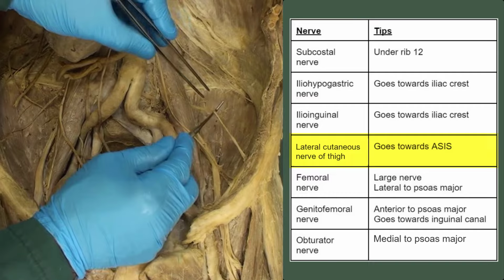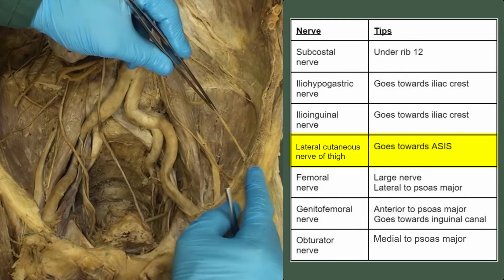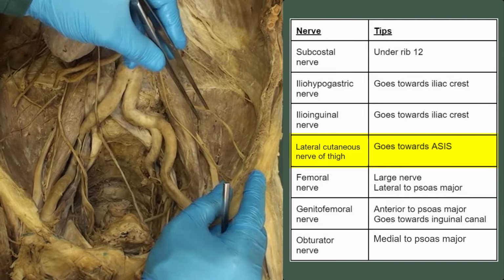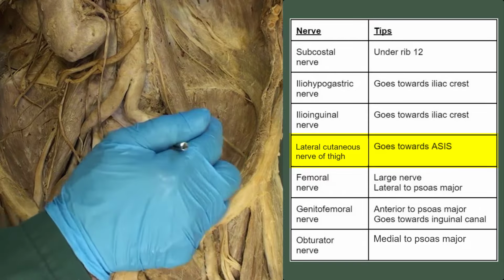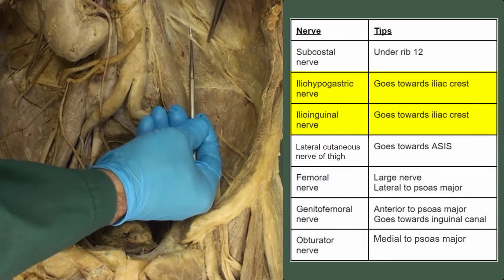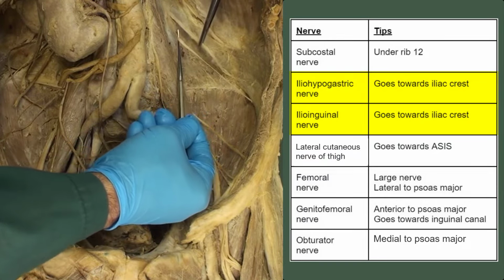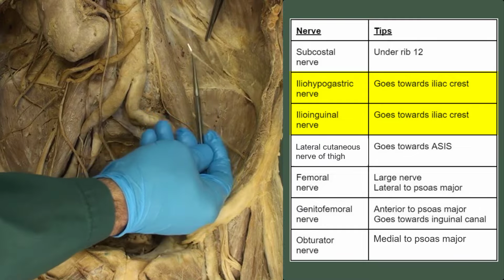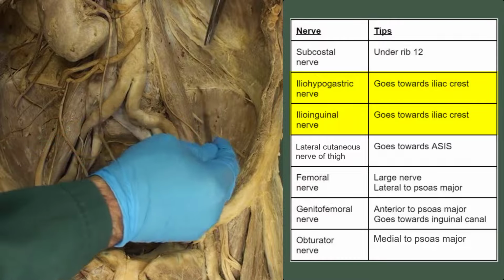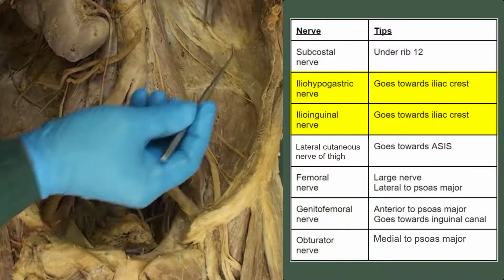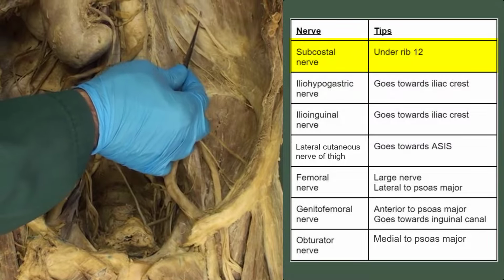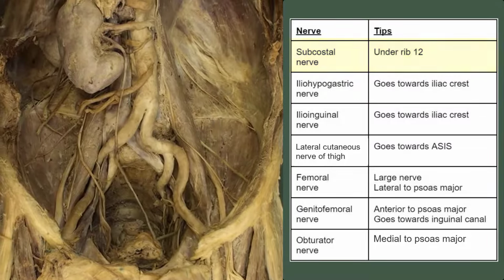For the lateral cutaneous nerve of the thigh, you are going to find the ASIS, or anterior superior iliac spine, and then you can find the nerve close to that. Then the iliohypogastric and ilioinguinal nerves. Sometimes even one of them is absent, so they are not easy to find. But we are fortunate that we have both of them in this specimen, going towards the iliac crest, right there. And then the subcostal, which is really easy, right? Because it's under rib 12.